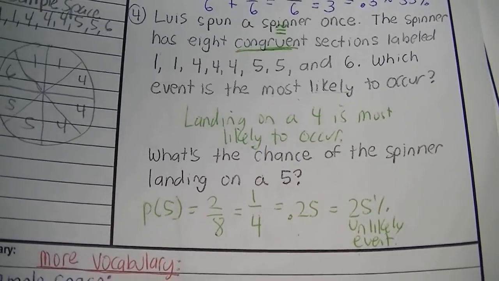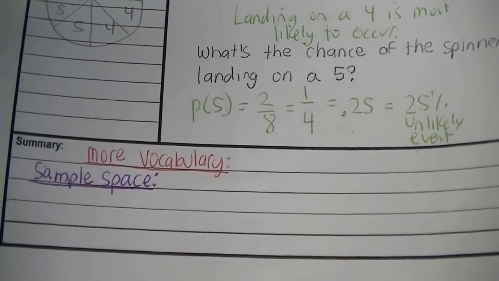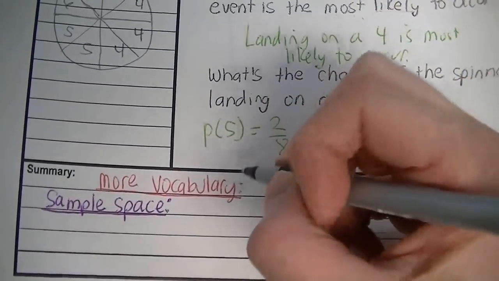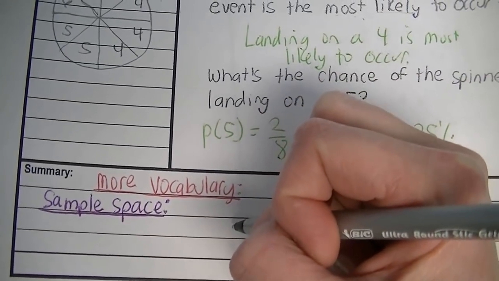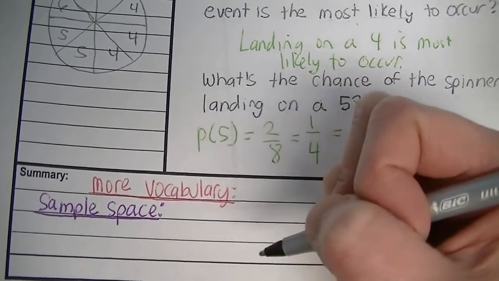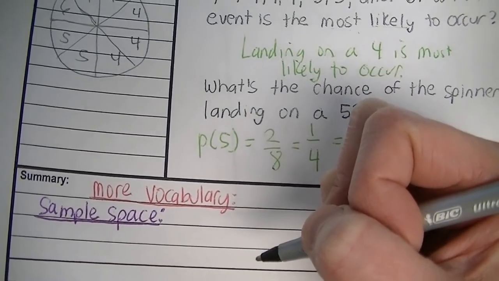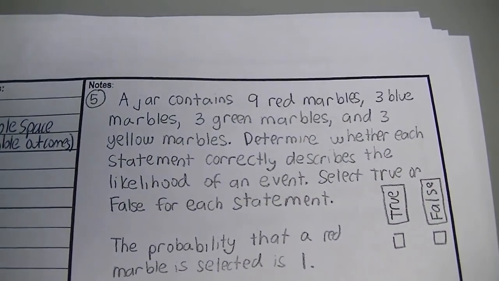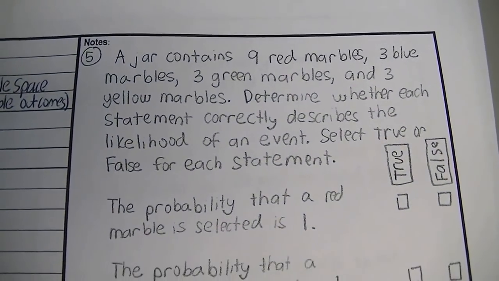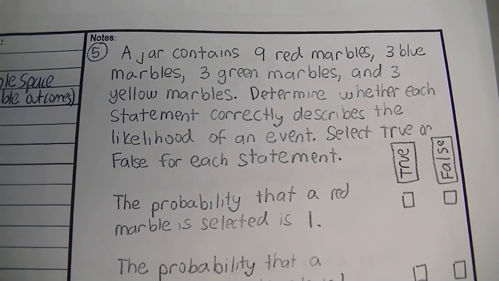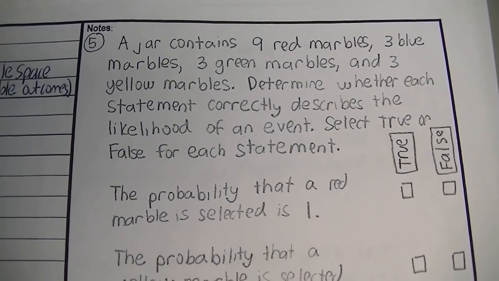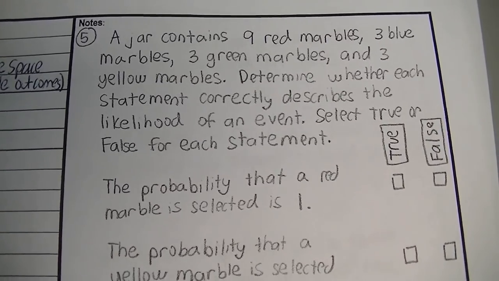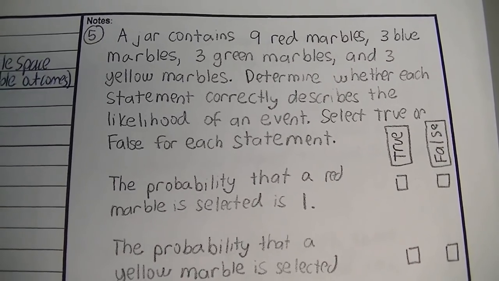Okay? So down here for your summary, you have a vocab word, and it says sample space. So sample space is the set of all possible outcomes or results of a probability experiment, situation, or activity. It's a list of all the possible outcomes. Number 5 says, a jar contains 9 red marbles, 3 blue marbles, 3 green marbles, and 3 yellow marbles. Determine whether each statement correctly describes the likelihood of an event. Select true or false for each statement.